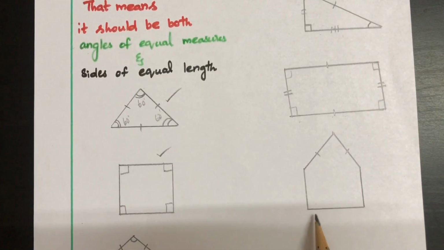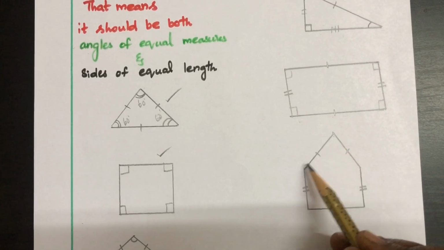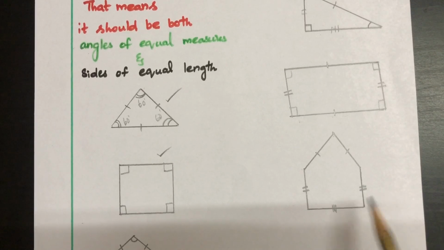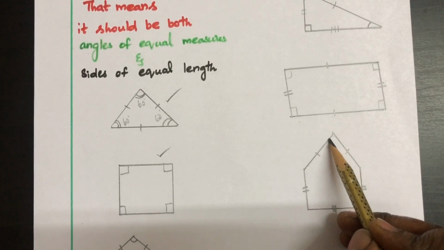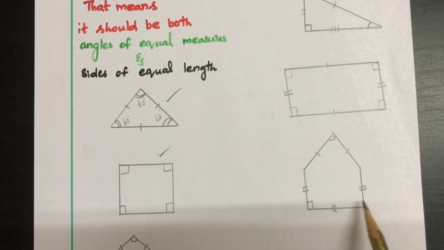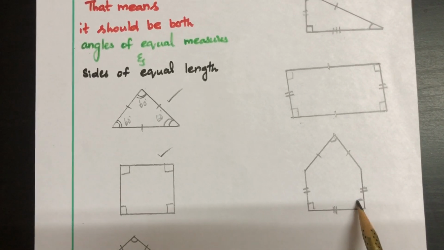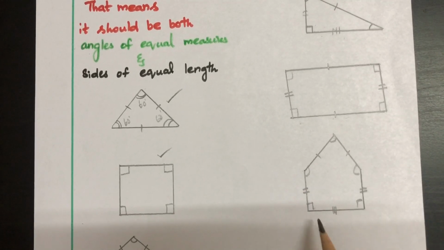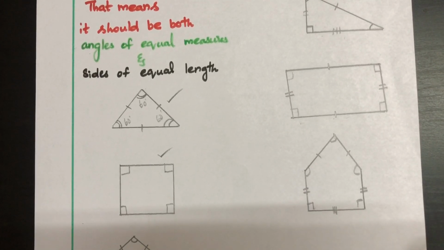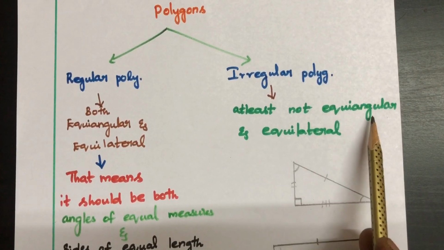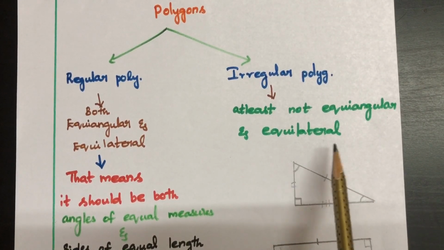Here another example, pentagon but with different length of sides. These two are equal, these two are equal and this is different. Then also the angles formed here are different. Here 90 degree formed, right? Here all the angles are different. So this is called an irregular polygon. Irregular means at least not equiangular and equilateral.